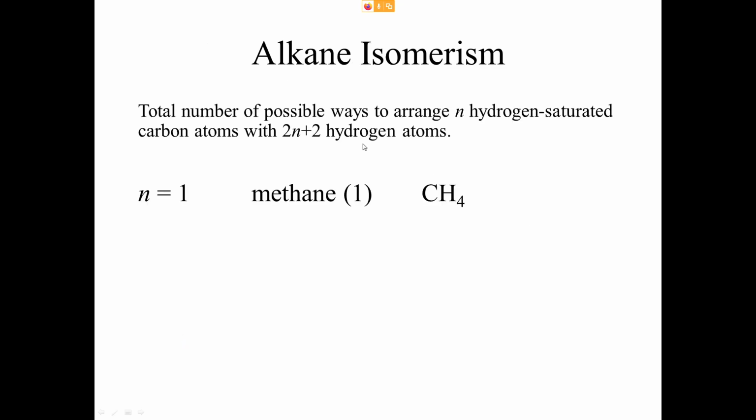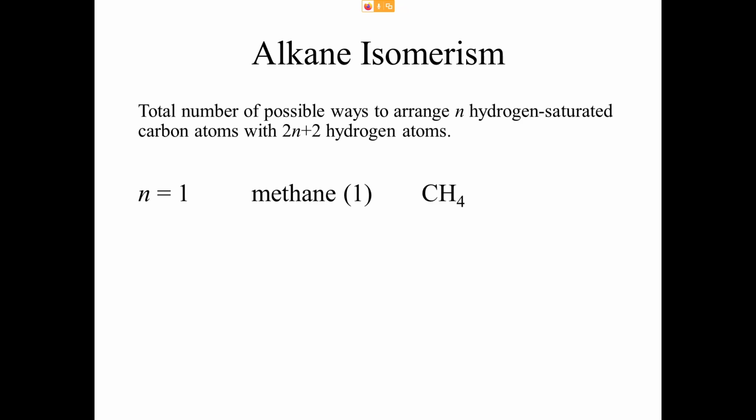Okay, so let's talk about these. How many ways can I draw it? This is termed isomerism. We'll talk about that word again later, what it means. But how many ways can I arrange it? So if I give you n carbon atoms, n being a number, and they have 2n plus 2 hydrogen atoms, that's the formula we're going to use. And let me go back and explain why that formula works.